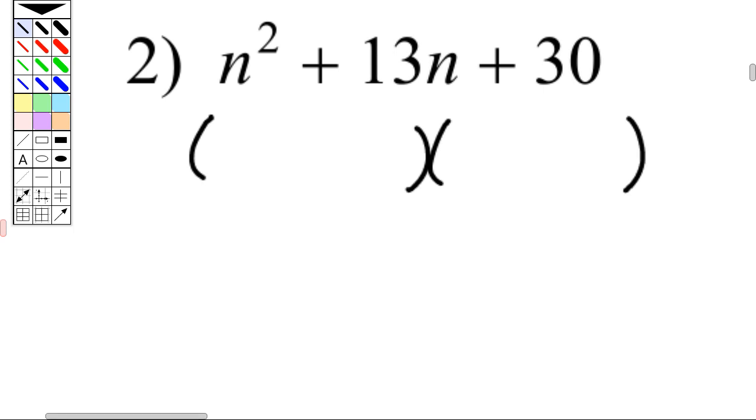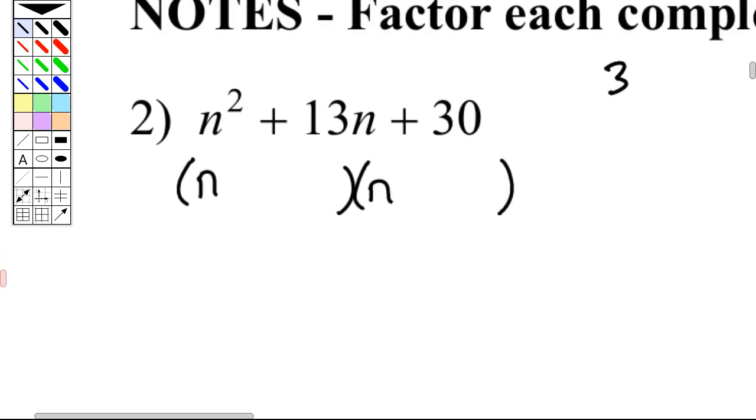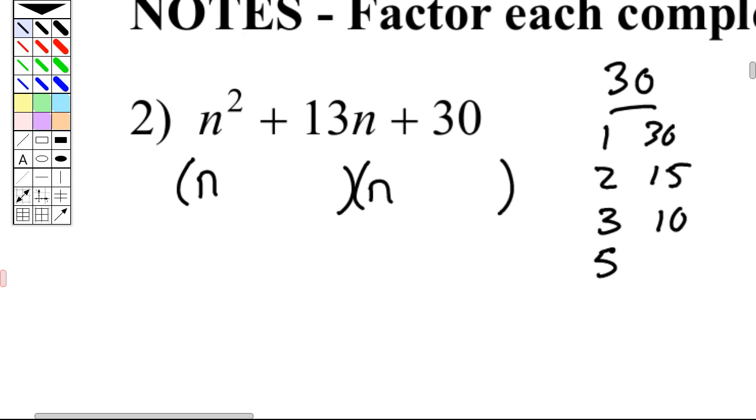So make two binomials. What's the only thing to multiply to make n squared? n times n. And then what are some factors of 30? We got 1 and 30, 2 and 15, 3 and 10. What else? 5 and 6. Okay. Now these all multiply to make 30. So how do you know which one? Well, they need to add or subtract to make this. Can these add or subtract to make that? No. Okay, but now we have two options here.